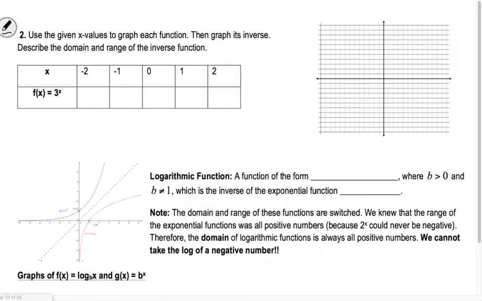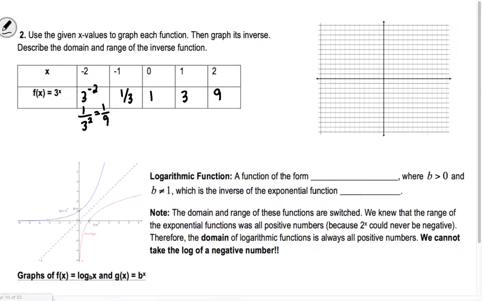If I'm graphing this out, 3 to the negative 2 means 1 over 3 squared, which is 1/9. 3 to the negative 1 is 1 over 3 to the 1, which is 1/3. 3 to the 0 is 1. 3 to the 1 is 3. And 3 to the 2 is 9. This is what we learned yesterday with exponential functions.